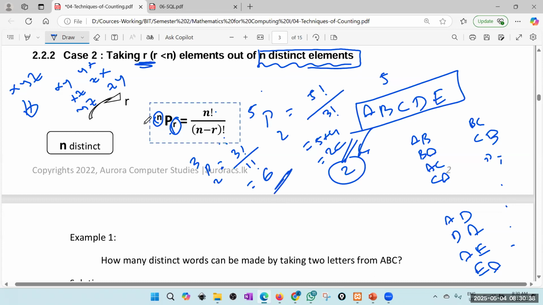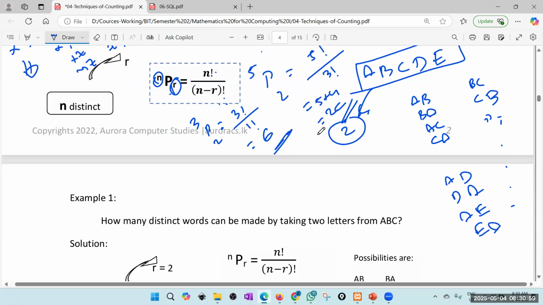So therefore, what is nPr? Factorial n divided by factorial n minus r. Again, n must be distinct elements. N distinct elements, and out of those n distinct elements, we take r and arrange linearly. Okay? Is it clear? So anyway, you need to remember this. Can't help. nPr is factorial n divided by factorial n minus r.